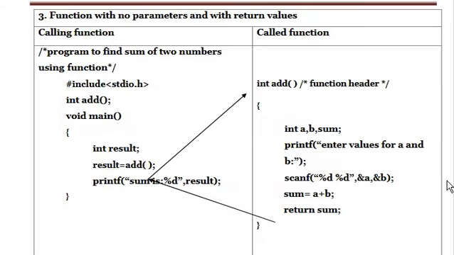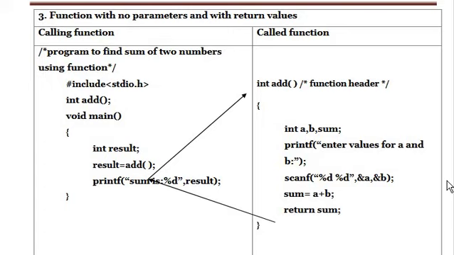Prototype 3, functions with no parameters and with return values. So what is the name of the function? ADD. Look at the declaration, int ADD. It's not void ADD. Int ADD semicolon is your function declaration before main. So this clearly shows that you are going to use return statement in the function definition. That is your function definition, which is on the right hand side.